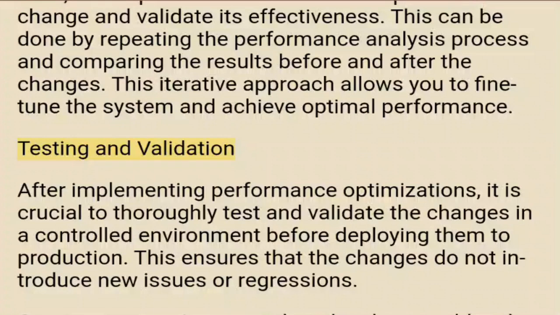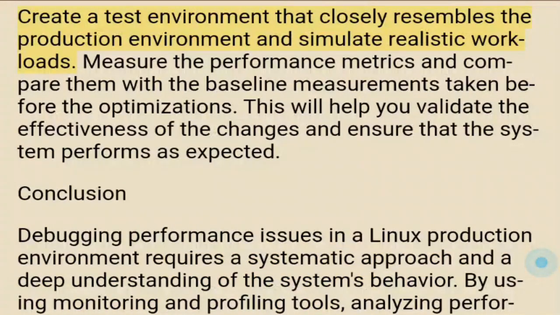Testing and validation. After implementing performance optimizations, it is crucial to thoroughly test and validate the changes in a controlled environment before deploying them to production. This ensures that the changes do not introduce new issues or regressions. Create a test environment that closely resembles the production environment and simulate realistic workloads. Measure the performance metrics and compare them with the baseline measurements taken before the optimizations. This will help you validate the effectiveness of the changes and ensure that the system performs as expected.